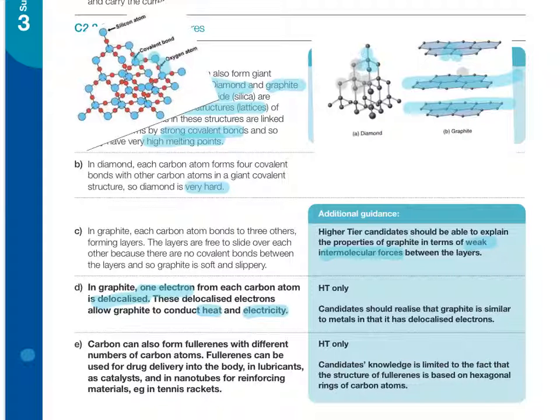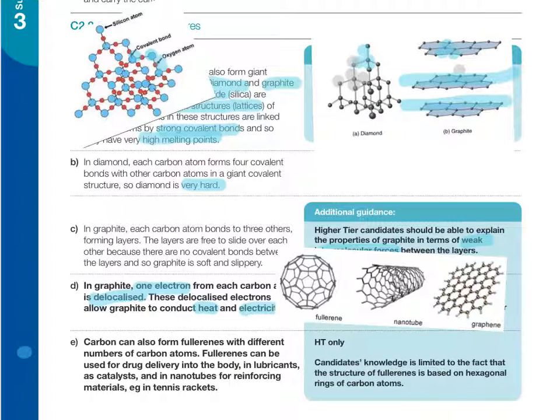So like we had between the O2 molecules in the previous example, you've also got these weak intermolecular forces between the molecules, between the layers of graphite. And that gives it the property that it's soft and slippery, and hence you can write on a page with a graphite pencil.